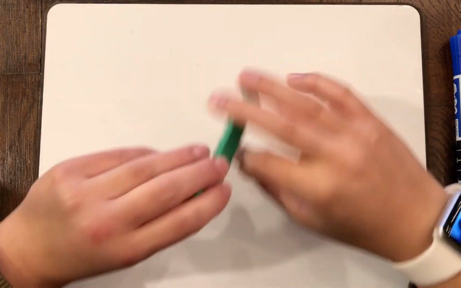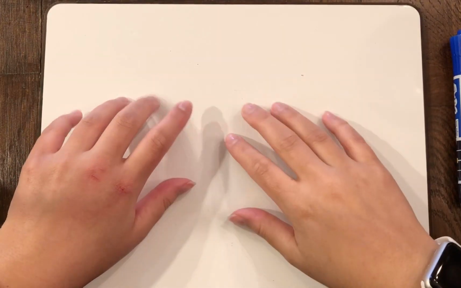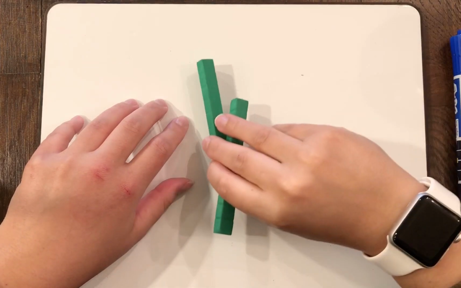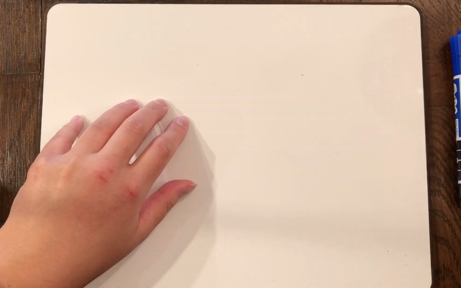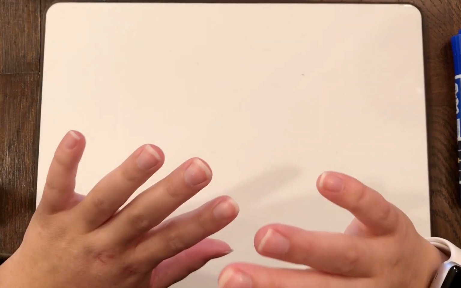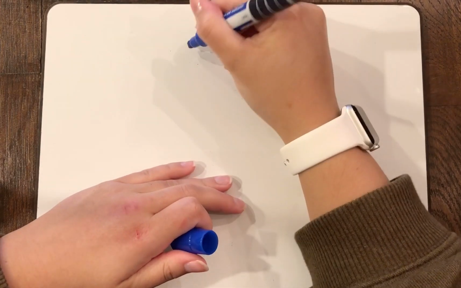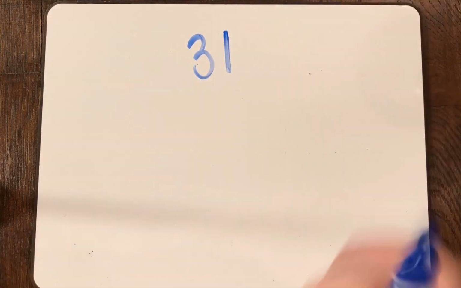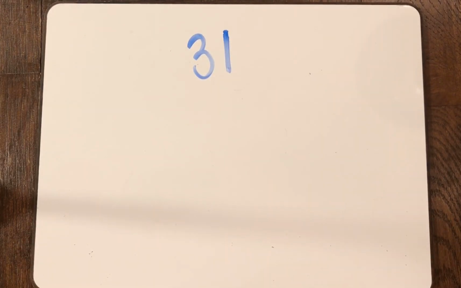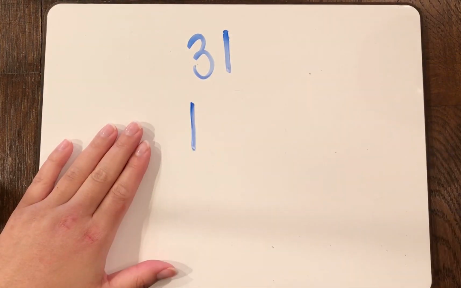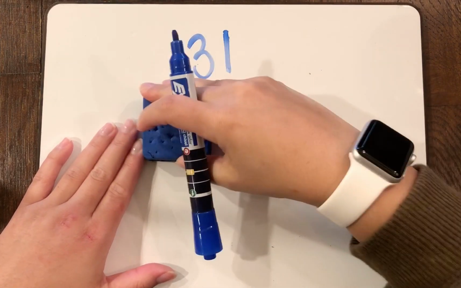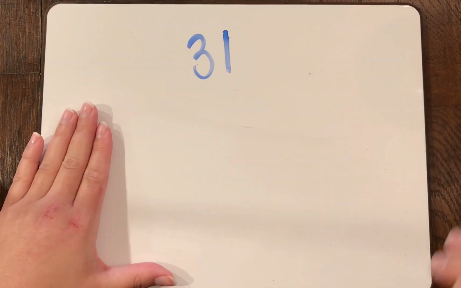Good job. All right. Today we're going to remember how to practice using our base 10 blocks, but remember we're going to draw them. So I'm going to tell you a number and you're going to draw it. I want you to draw the number 31 with your base 10 blocks. Remember, a 10 looks like a line and a 1 looks like an X. Nice and neat. Draw the number 31 for me.